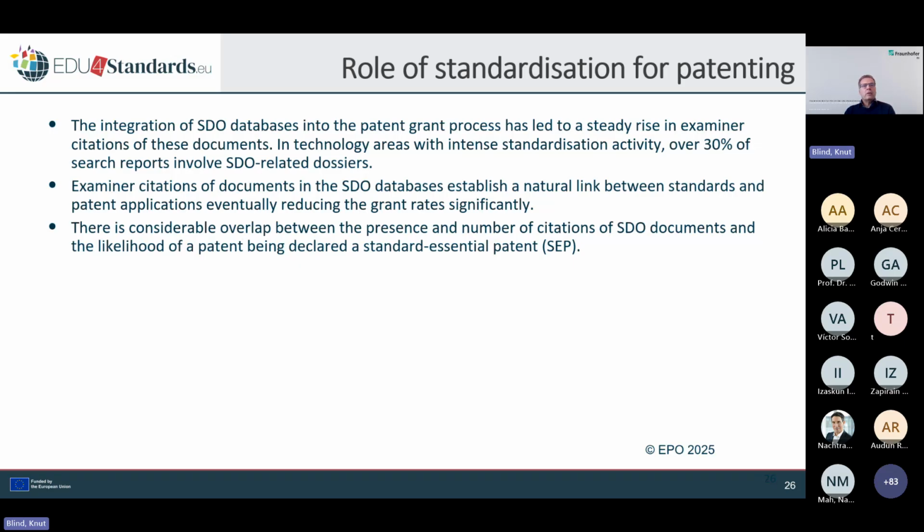Therefore, what has also been done is the patent offices realized this link, and they integrated standard databases in the patent granting process. That means patent examiners are now looking at what's going on, and in some areas many search reports make a direct reference to specific standards. And here the European Patent Office just published in May this year a first study on this overlap, which is also important for somebody who is interested in applying for a patent and maybe also interested in entering a standardization process, because then you have to be aware that the patent examiners are looking at the documents.